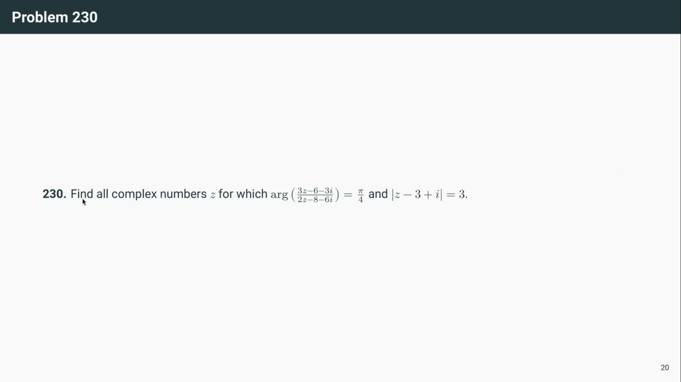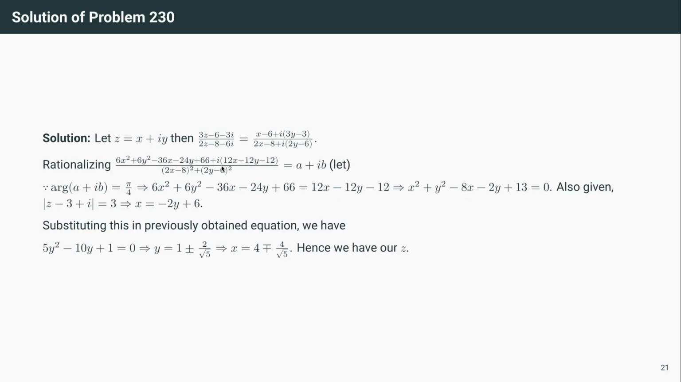Question 230 says that find all complex numbers z such that argument of (3z minus 6 minus 3i) by (2z minus 8 minus 6i) is equal to pi by 4 and mod of z minus 3 plus i is equal to 3. So this is nothing but a similar question as the previous one.